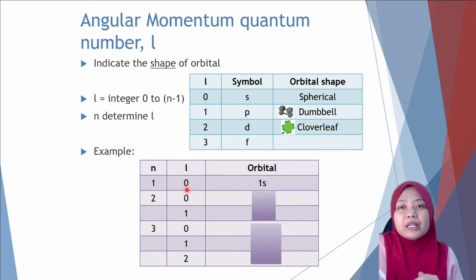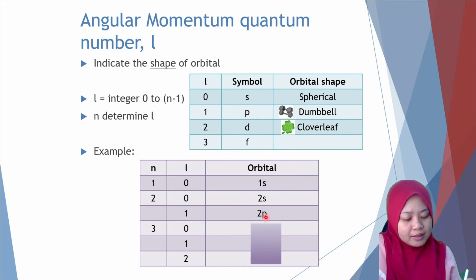So let's try the second one. What is the orbital if n equal to 2, l equal to 0? So the orbital is 2s. Kalau n equal to 2, l equal to 1, orbital dia adalah 2p. 2 referring to the n, p referring to the l equal to 1. So l equal to 1 is p, simbol dia. Maka orbital dia adalah 2p.